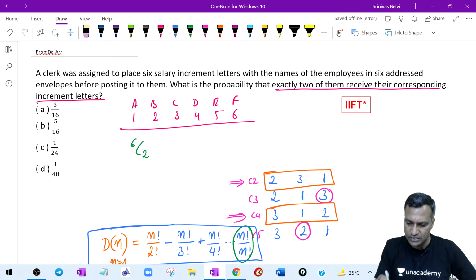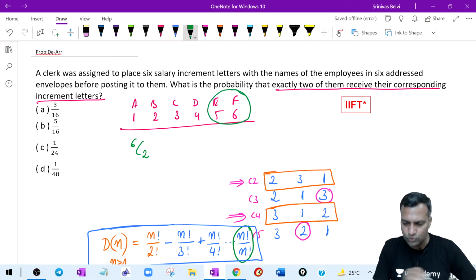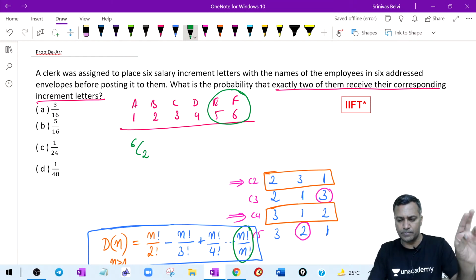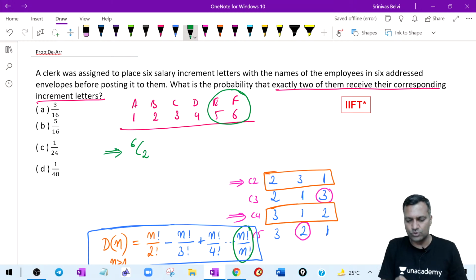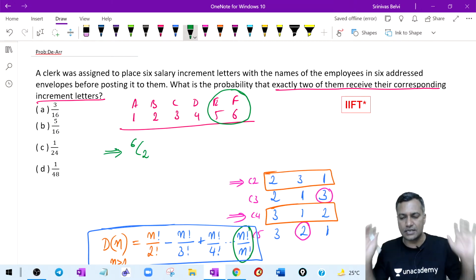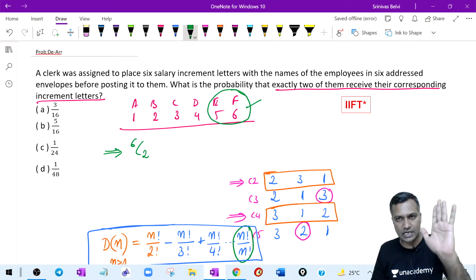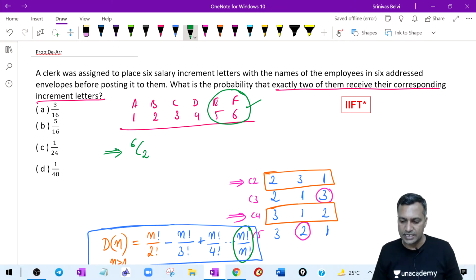Or say these 2 fellows got it, E and F got them together. Anybody for that matter, it doesn't matter. AB got, or BC got, or AF got, I don't know. That's the reason I wrote 6C2. Some 2 employees got the correctly addressed letters. Assume that E and F got their exact letters. E is supposed to get increment letter 5 and F is supposed to get increment letter 6, and they got it.